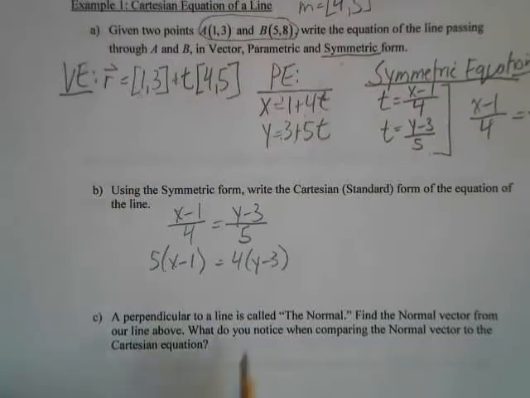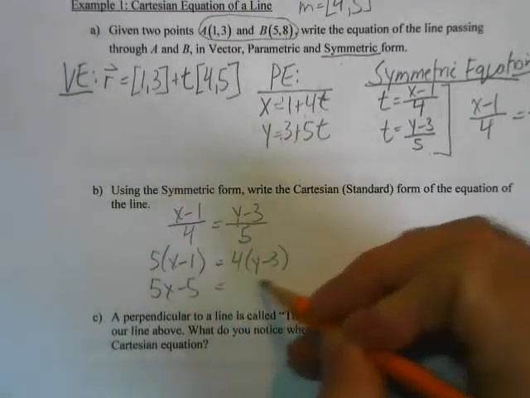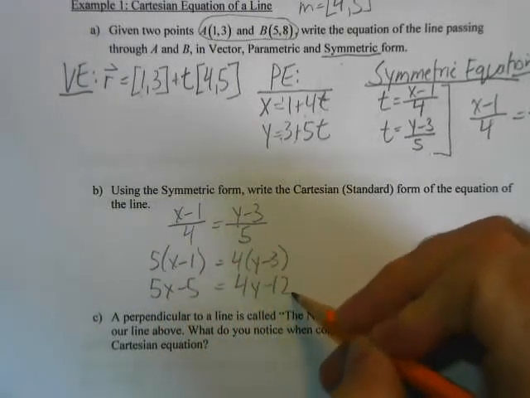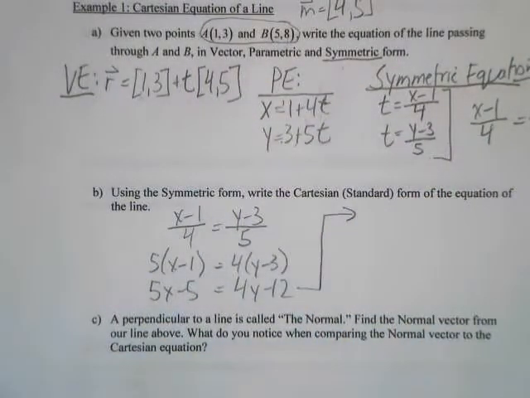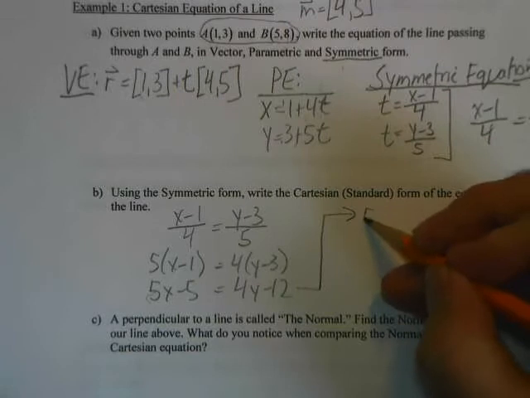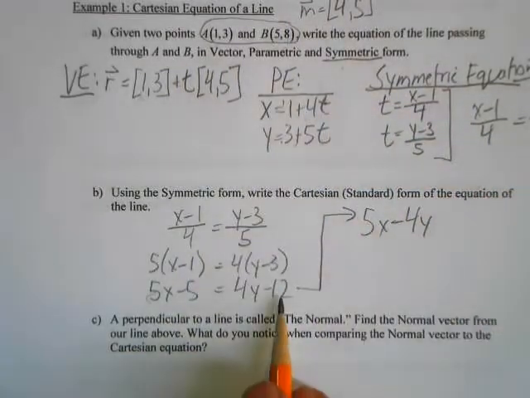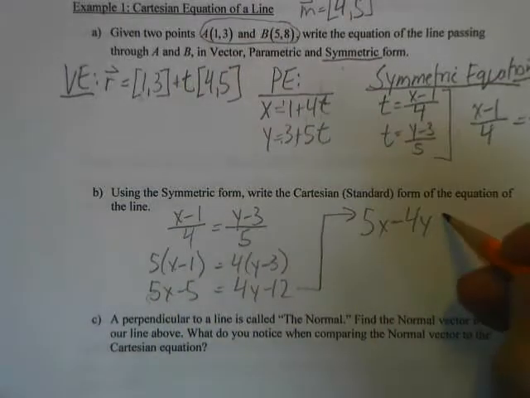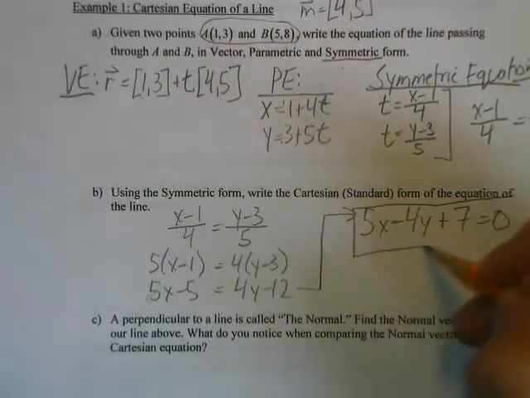Okay, and then we're going to expand. 5x minus 5 is equal to 4y minus 12. And now I'm just going to rearrange that. I want the x and the y on the same side, so I'll move everything over to this side. So it's going to be 5x minus 4y, and then we're going to add 12 to both sides, so that's going to give me a plus 7 over here. Okay, and here is the Cartesian equation.